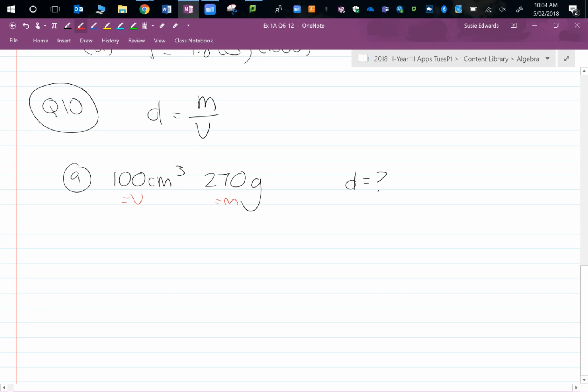Once you've defined the variables in the equation, it's actually quite easy because we just have to sub them into the formula. So D equals 270 over 100. So D equals 2.7, and we use the same measurements. It's the top and over the bottom. So 2.7 grams per cubic centimetre. So it goes in the same order.